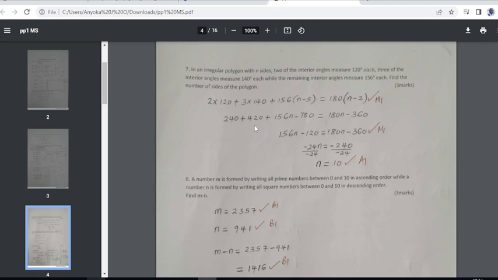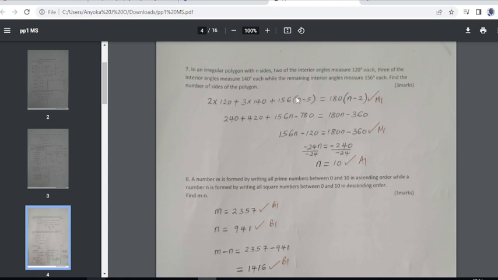Now bring in the angles that we know. This is an irregular polygon. So 2 of the angles are 120, so 2 times 120. Plus, we want to find the sum of interior angles. 3 of the angles are 140 each, so 3 times 140. Plus. Now, how many are remaining? The remaining interior angles are 156 each.